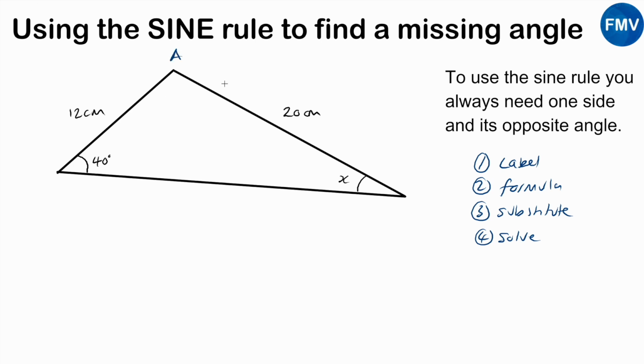I'm going to call this A, B, and C, and it really doesn't matter which one's A, B, and C, as long as their opposites correspond. So opposite A is lowercase a, opposite B is lowercase b, and opposite C is lowercase c. So we've labelled the diagram. Let's write out the formula.